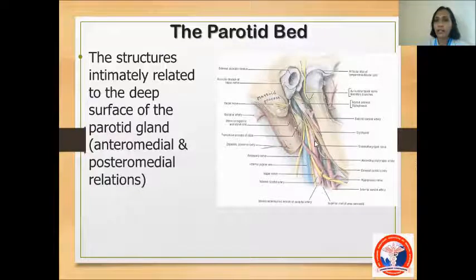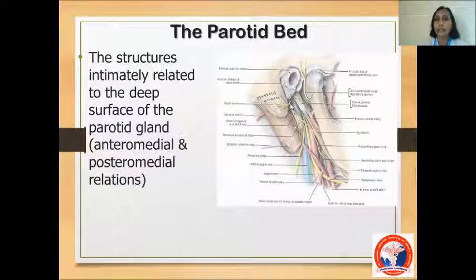We see here the styloid apparatus with the muscles arising from it: the stylopharyngeus to the pharynx, the styloglossus to the tongue, and the stylohyoid to the hyoid bone, along with the stylomandibular ligament. So this is the styloid process.